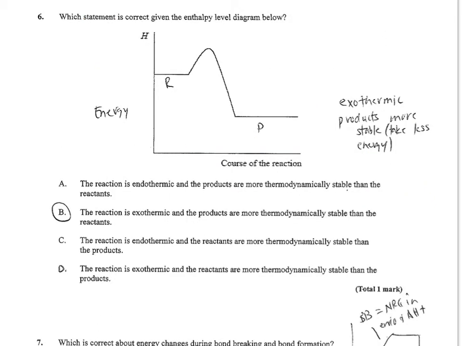Number 6, they want to know which statement is correct given the enthalpy level diagram below. So before I even look at my choices, I would take a look at the diagram here, and I remind myself that energy is the y-axis, the reactants are the left, the products are the right, the plateau is there. And so I can see that P is lower on the energy scale, so it means it's exothermic. The products are more stable, they take less energy, energy is being released. So as I read through these choices, the one that fits that is B. The reaction is exothermic, energy is given off, as we see, and the products are more thermodynamically stable than the reactants.